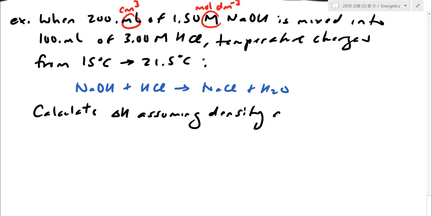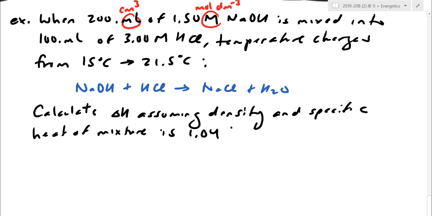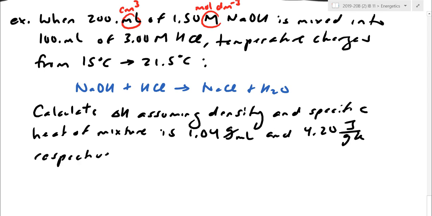and the specific heat of the mixture is 1.04 gram per mil and 4.20 joule per gram Kelvin. I want you to just get familiar with the language. Sometimes it will say respectively, and respectively just means in the order that I gave you. I'm saying assuming density and specific heat, well, density is going to be the first number, specific heat is going to be the second number.